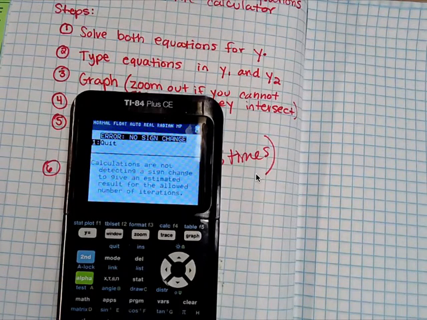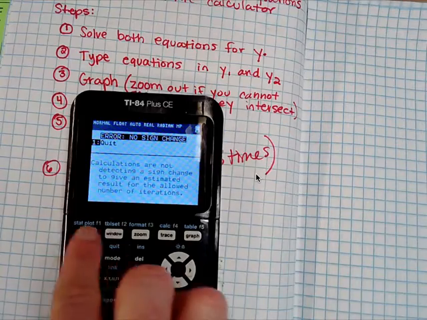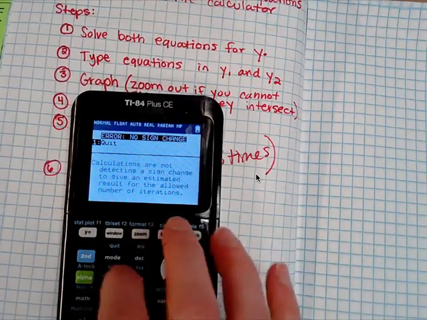Okay, the other one was whenever you had the same exact line graphed. Okay, so let's go back to y equals.